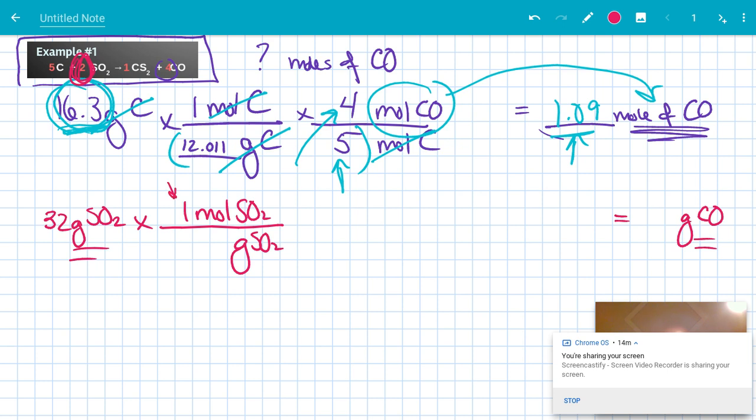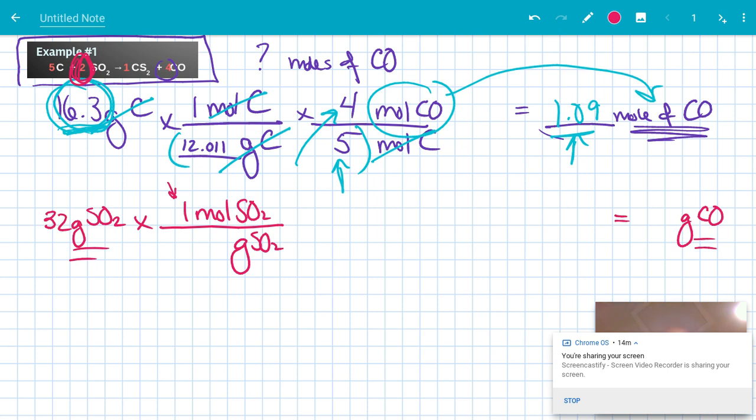The only time it won't be 1 mole is if it's the mole to mole ratio. If you have moles over moles, that's the only time that it's not going to be 1 mole. Okay, so we're going to add up the grams of SO2, and I don't know if I can do that off the top of my head.